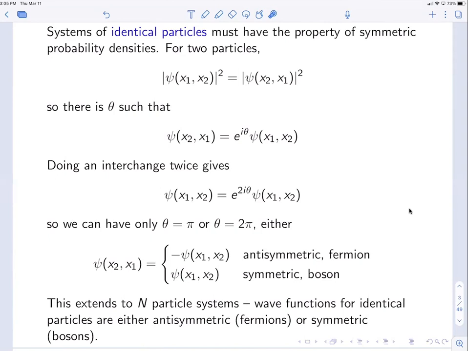And so if you do this interchange twice, then you should get a multiple of e to the 2I theta. But that brings us back to where we were. So therefore, we can only have that theta is equal to pi or theta is equal to 2 pi, giving us either an antisymmetric wave function, which is called a fermion, or a symmetric wave function, which is called a boson. And this extends to n-particle systems. The wave functions for identical particles are either antisymmetric, in which they are fermions, and symmetric, in which they are called bosons.